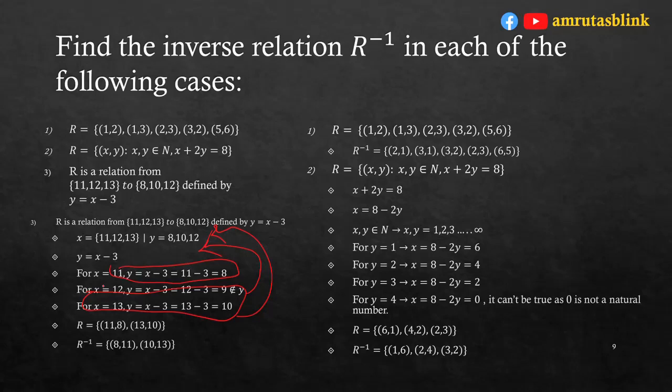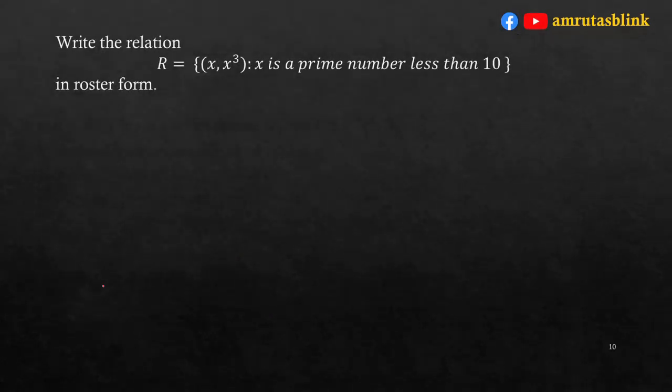Moving to next question. Write the relation R = {x cube such that x is a prime number less than 10} in roster form. So right now the set relation R is given as x cube such that x is a prime number less than 10, and we need to write this relation in roster form.